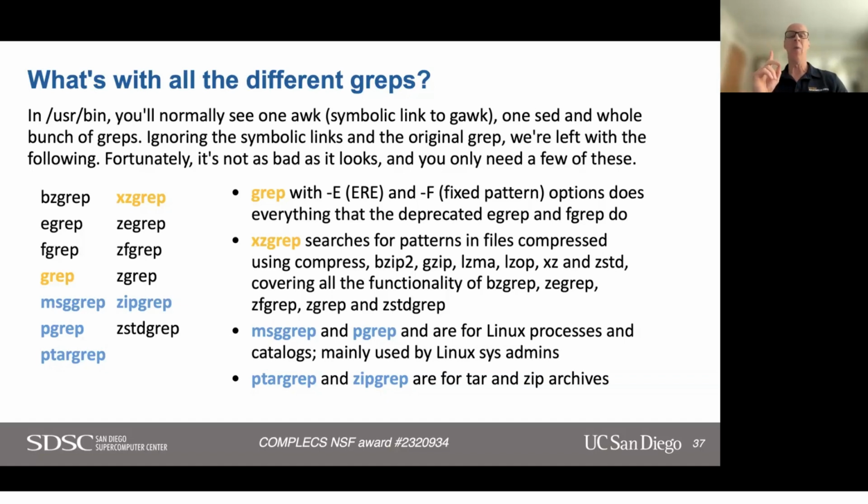I'm going to say there's only two of these that you actually need. Grep with -E and -F options does everything that the deprecated egrep and fgrep do. Xzgrep searches for patterns in files compressed using bzip2, gzip, lzma, and so on. And this covers all the functionality of bzgrep, zegrep, zfgrep, zgrep, and so on. And then the other ones are mostly used by Linux sysadmins.